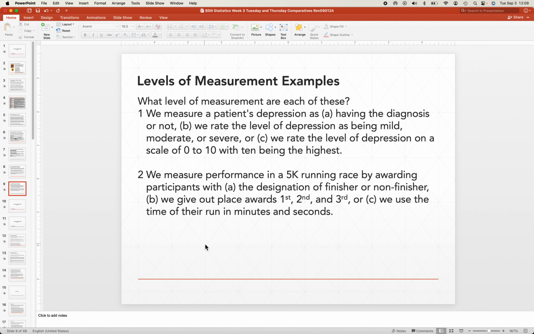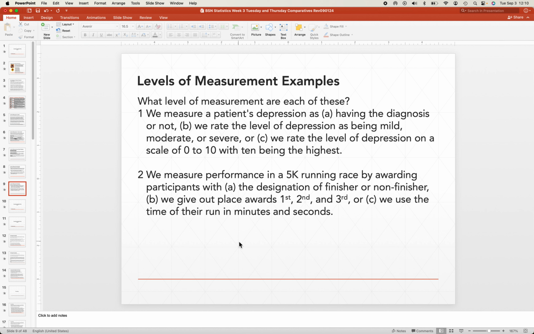What level of measurement are each of these? We measure a patient's depression as having the diagnosis or not. That would be nominal data. We rate the level of patient depression as being mild, moderate, or severe. That would be ordinal data. We rate the level of depression on a scale of 0 to 10. Maybe we have a list of symptoms and we check them off. This patient has 8 of these symptoms. That patient has 6. If we're using some kind of numerical scale, if we provide each patient with some kind of numerical evaluation, that is scale data.